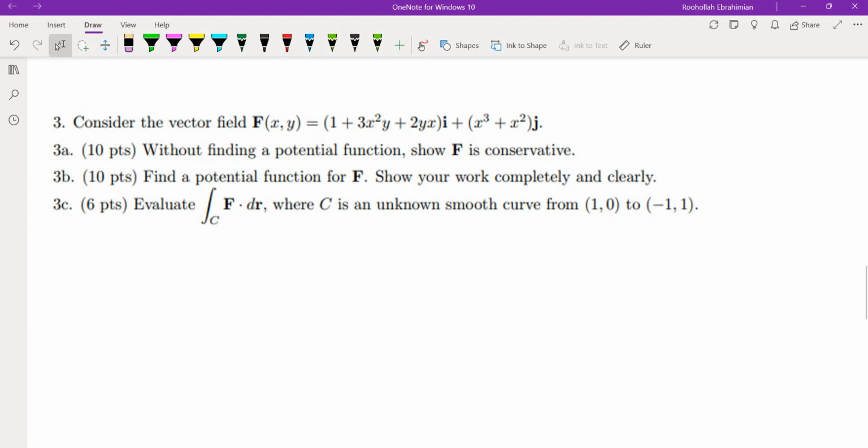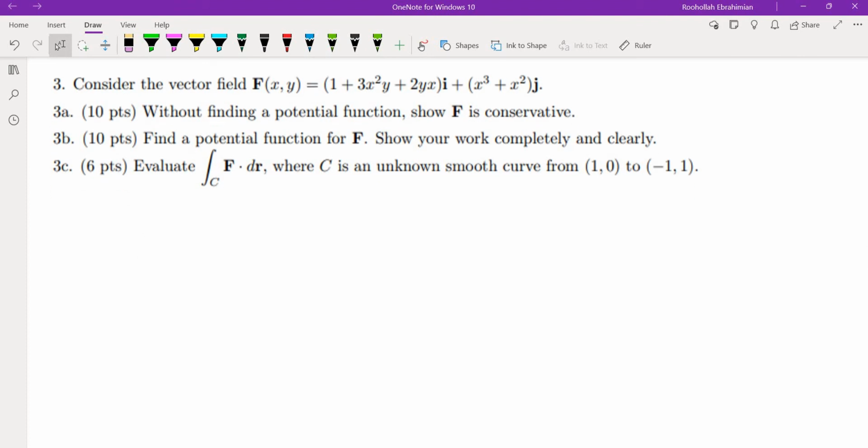Okay, so let's look at number 3. Consider the vector field; without finding a potential function, show that f is conservative. So how do we show this is conservative? We'll have to show two things. First, curl is 0, and second, it is defined over the entire plane.